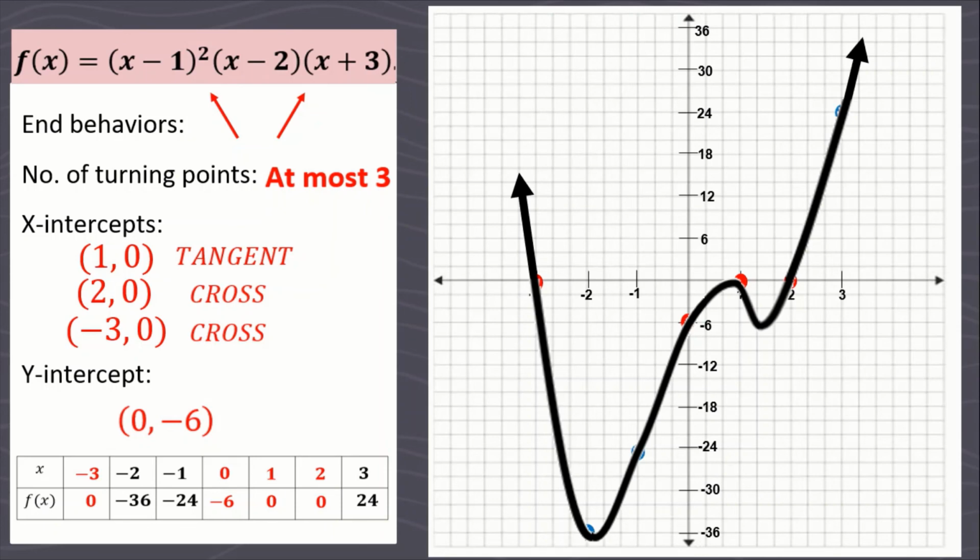So, para mas accurate ang graph ninyo, pwede kayong gumamit ng mga graphing calculators or apps tulad ng GeoGebra and Desmos and the likes.